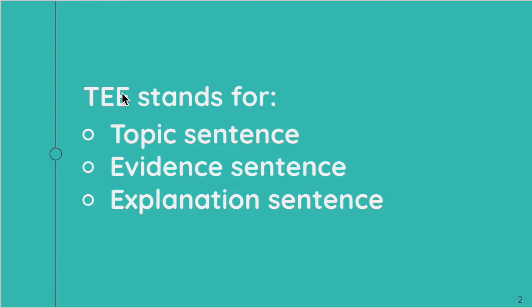So, for example, some people call this the C method, where topic becomes subject, or the P method, where this becomes the point. And so this is just one way of looking at it. The key thing to remember is that the heart of a paragraph is these three sentence types.